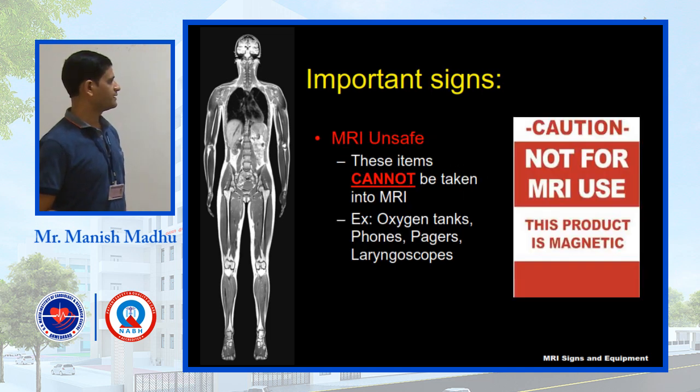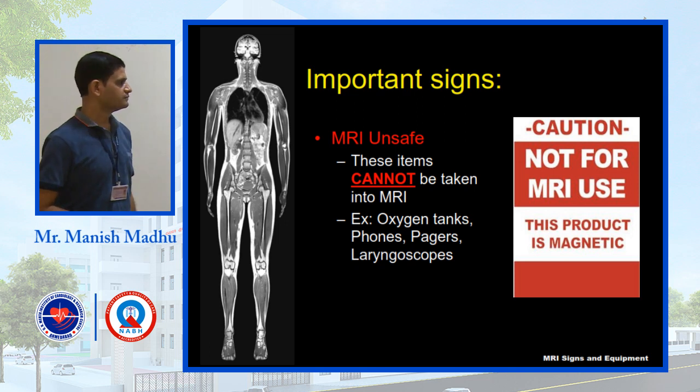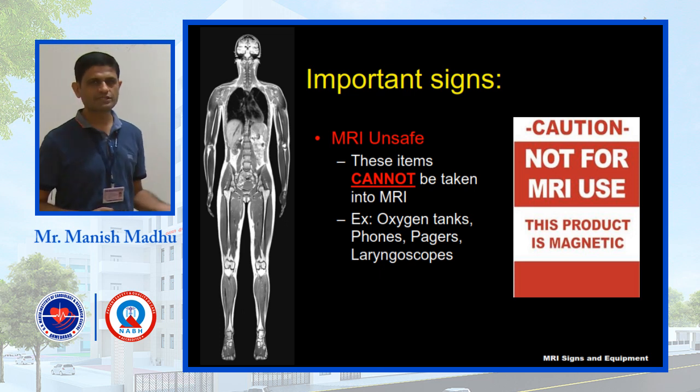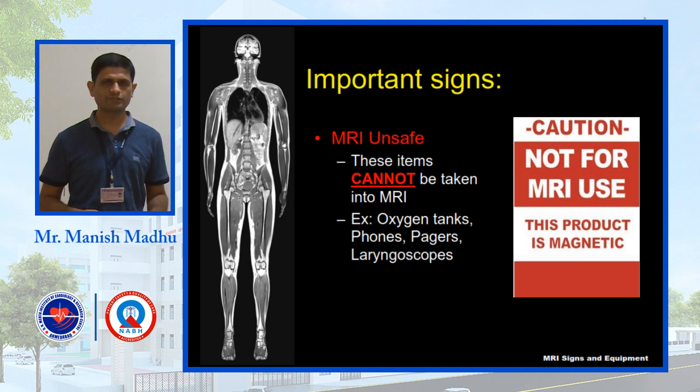Important signs: MRI unsafe. These items cannot be taken into the MRI: oxygen tanks, phones, pagers, laryngoscopes, etc. As the oxygen tank is heavy, it can be attracted very fast, so it may damage the MRI and the patient also. Phones and pagers must not be allowed in the room as it will corrupt your data.